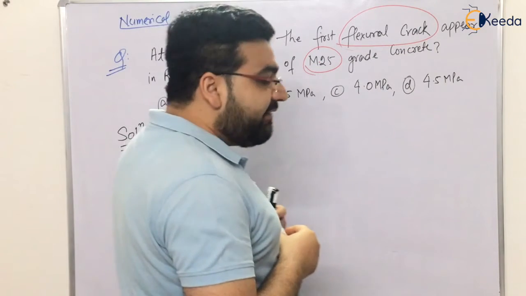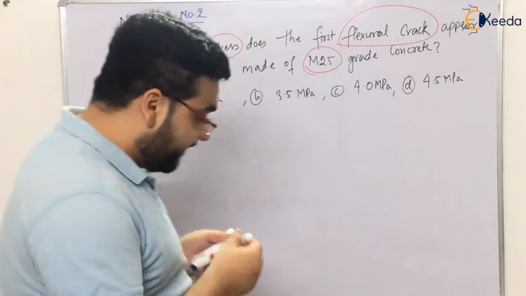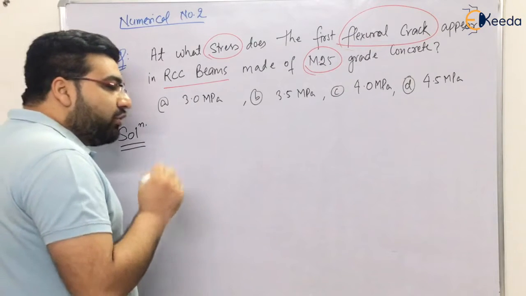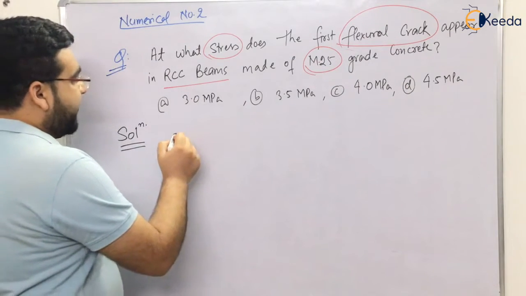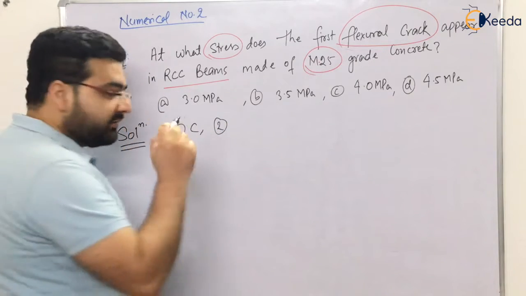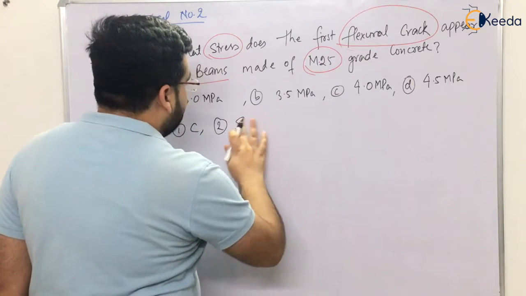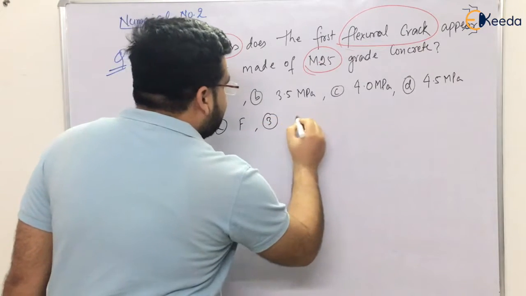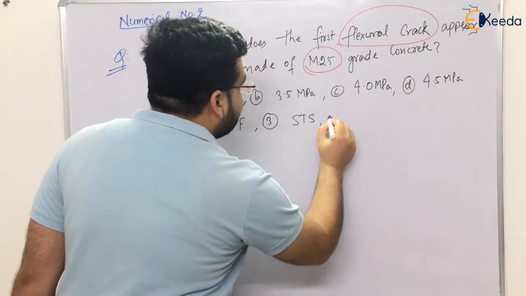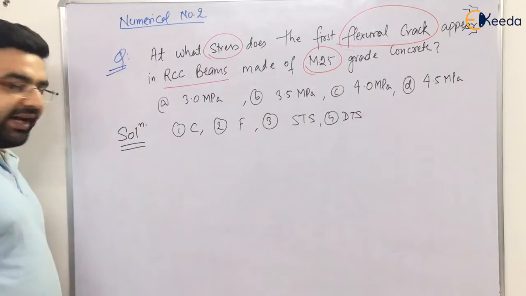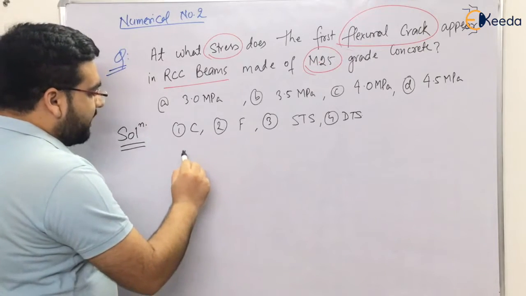Now I have told you everything. I told you that there are four types of strengths in concrete. First one is compressive strength. Second one is flexural strength. Third one is split tensile strength, and the fourth one is direct tensile strength. I told you about compressive strength.